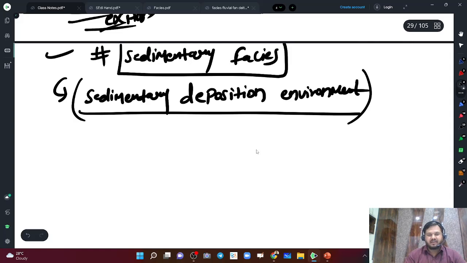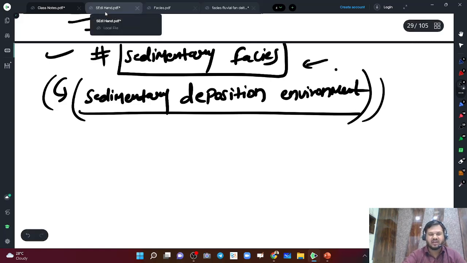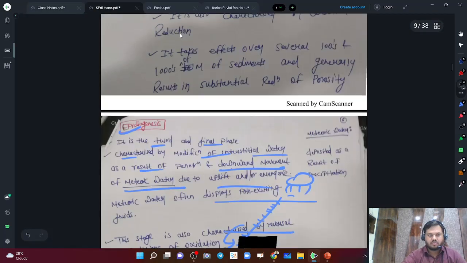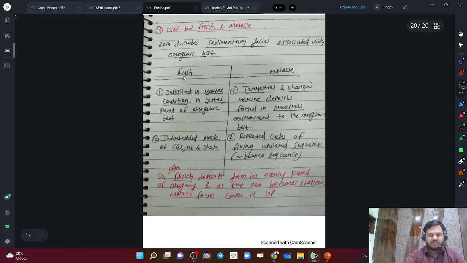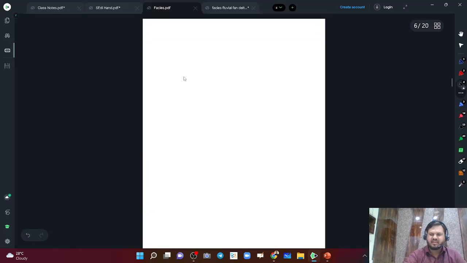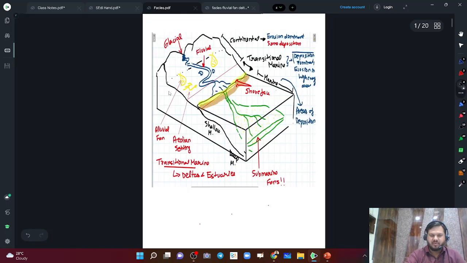So this is a topic, right? Sedimentary facies. So in this topic of sedimentary facies, we will mostly be studying sedimentary depositional environment, right? Before coming to sedimentary facies, we discussed in the very first class what the depositional environments are. I think we discussed very briefly various environments, right? Various deposition environments. So we discussed this diagram, right?